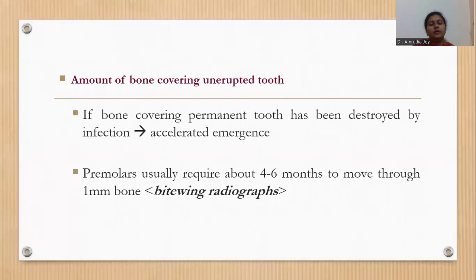Then the amount of bone covering the unerupted tooth. It depends upon the thickness of bone present over the succedaneous tooth; it will take 4 to 6 months to erupt through 1 mm of bone. The bone covering can be assessed using radiographs. In some cases, like in case of an abscess or bone resorption, accelerated eruption is seen.